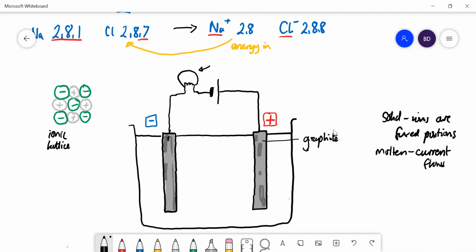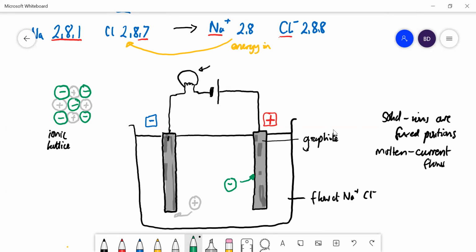Now, in this part of the circuit, it's not delocalized electrons carrying the current. Of course, current is just the flow of charged particles. It's going to be the flow of sodium ions and chloride ions. So let's see what happens here. The sodium ions are going to be attracted to the negative electrode. And the chloride ions, by the way, don't worry about calling them anode and cathode, because they always call them negative and positive. The chloride ions are going to move to the positive electrode.